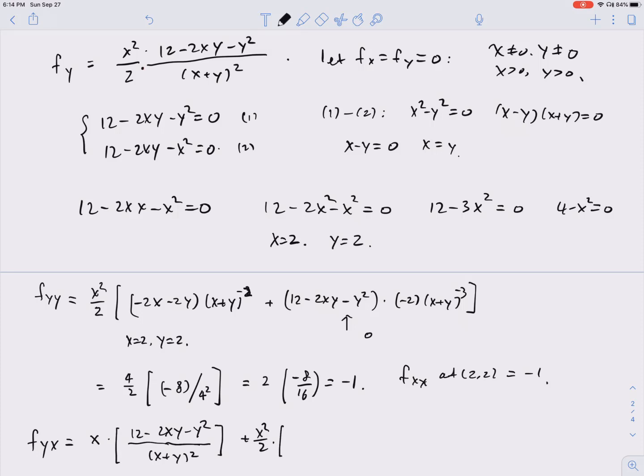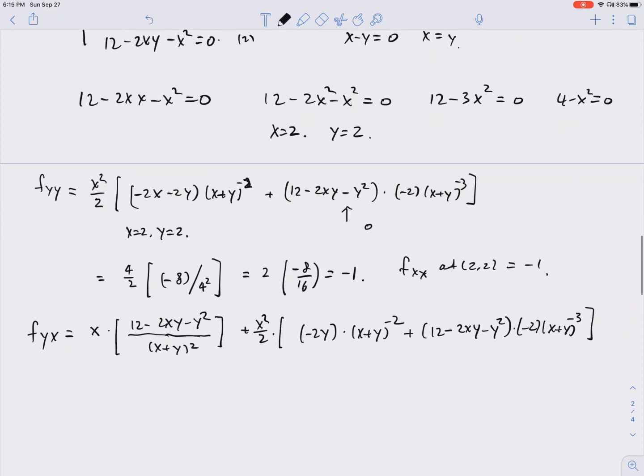So we have a smaller degree for x plus y. So we have 12 minus 2xy minus y squared. Take the derivative with respect to x. And that means we're going to have exactly negative 2y left. And then we have x plus y to the negative 2. All right, and then we keep this term, 12 minus 2xy minus y squared. And then the derivative of x plus y to the negative 2 is negative 2 times x plus y to the negative 3.